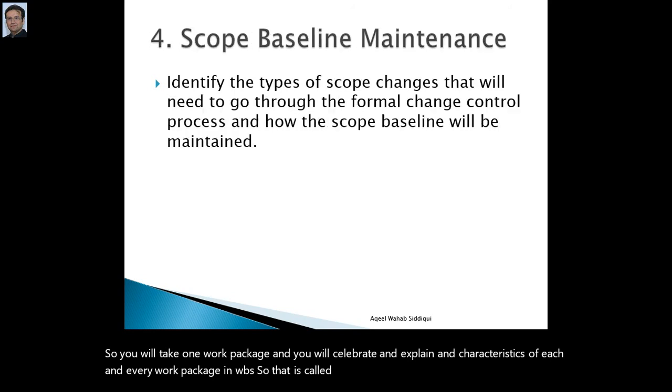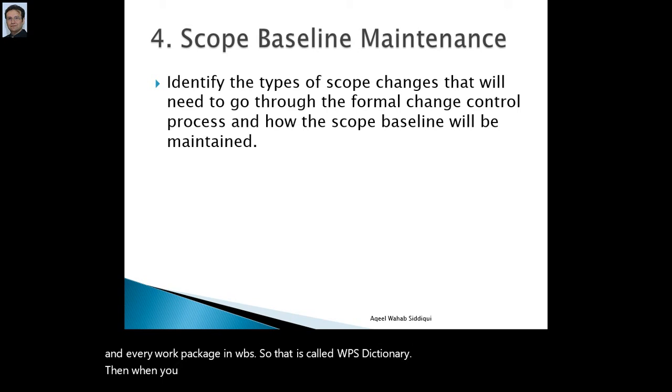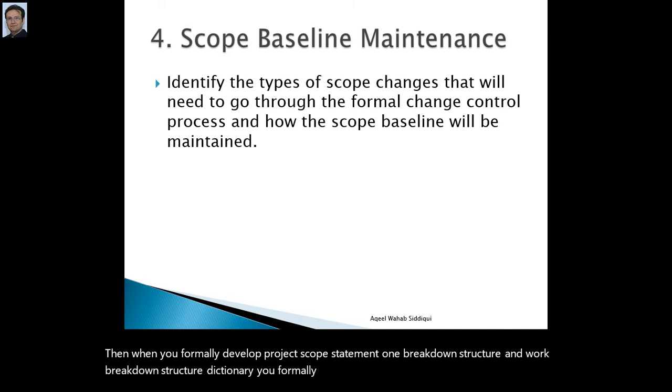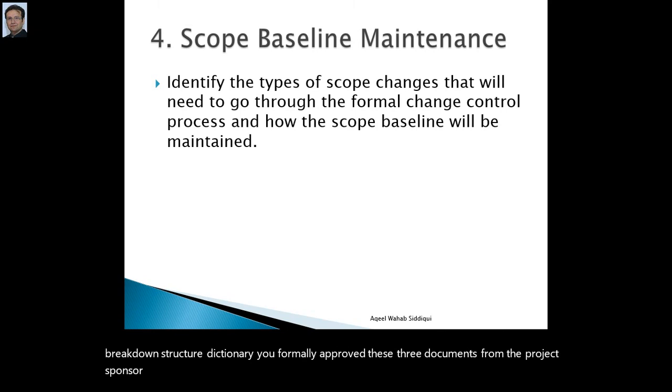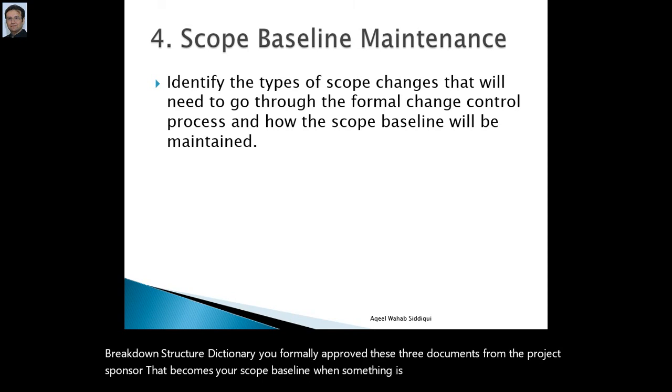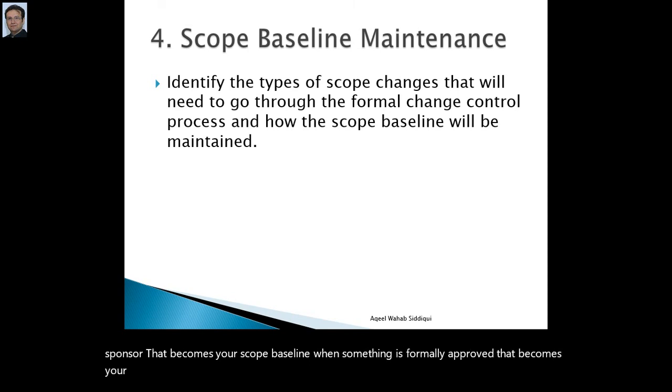Then when you formally develop the project scope statement, work breakdown structure, and work breakdown structure dictionary, you formally get these 3 documents approved by the project sponsor. That becomes your scope baseline. When something is formally approved, that becomes your scope baseline. So identify the type of scope changes that will need to go through the formal change control process and how the scope baseline will be maintained.